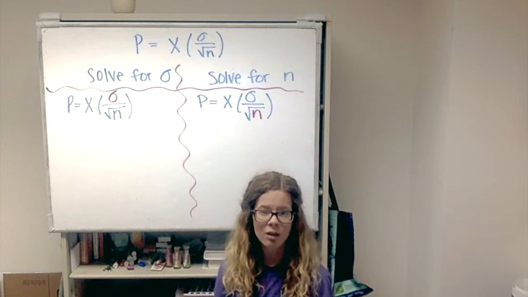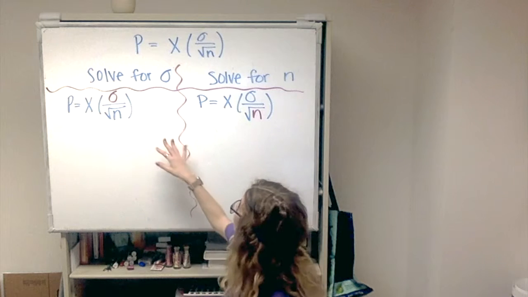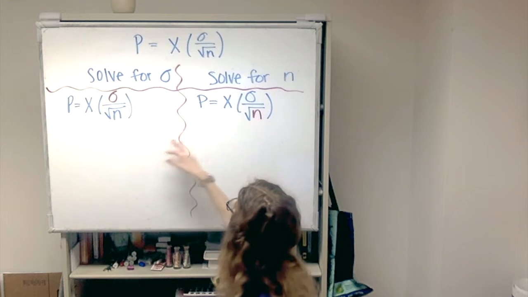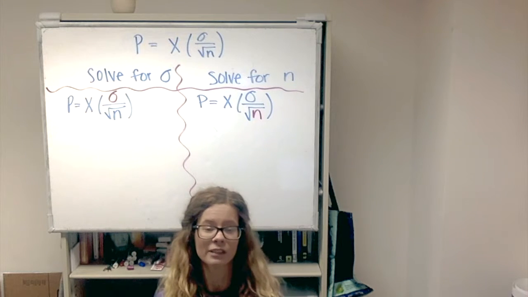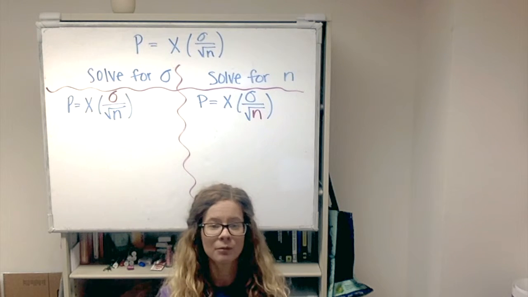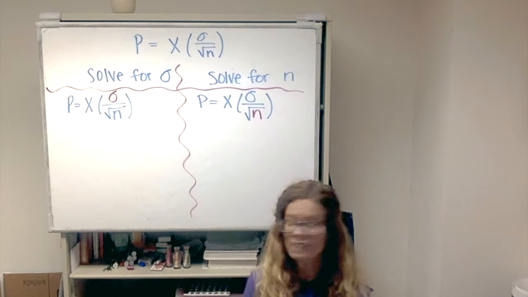So I pulled this question off of your notes. I think it's the third question or so, and then I'm just going to do solve for sigma and solve for n. Those are going to be the two variables that we're going to solve in this video, and hopefully that will help you on your homework and help you be successful when solving for different variables. Okay, so let's go ahead and dive in.